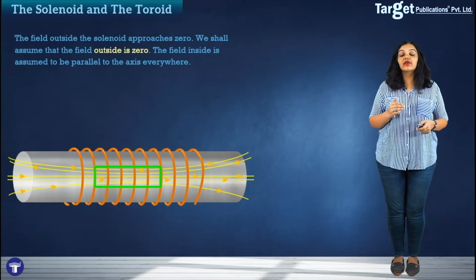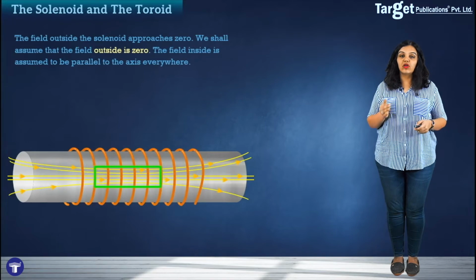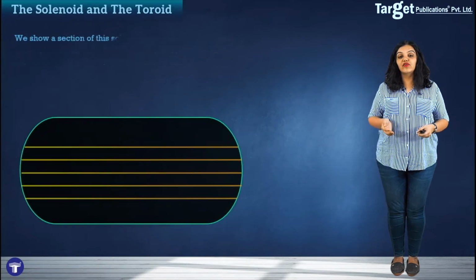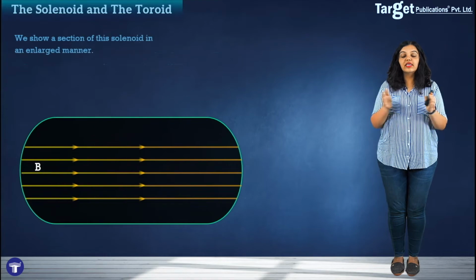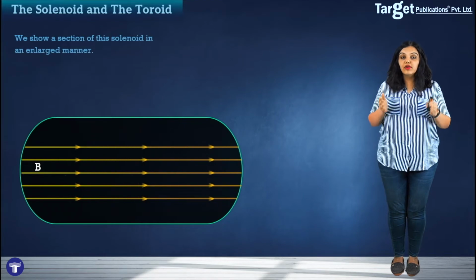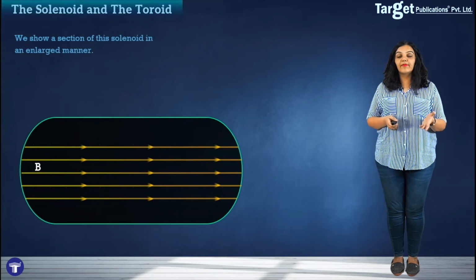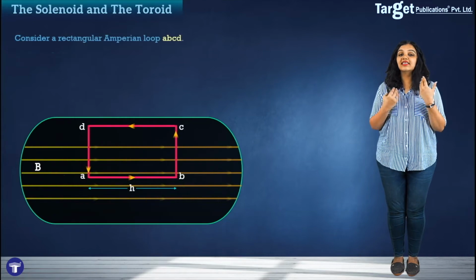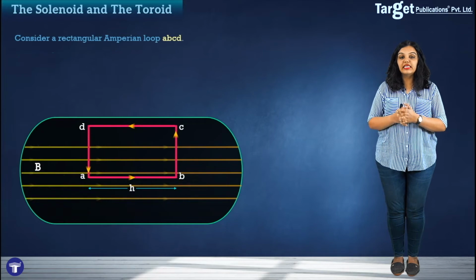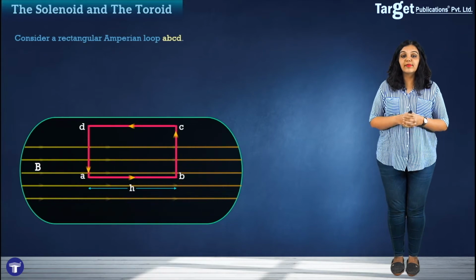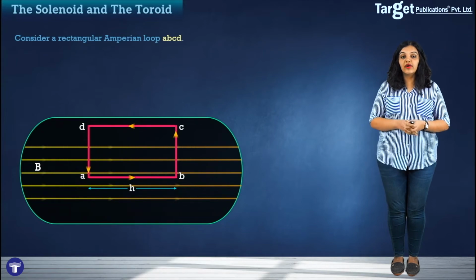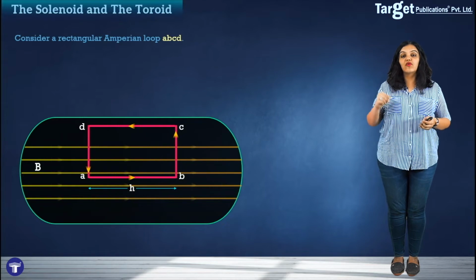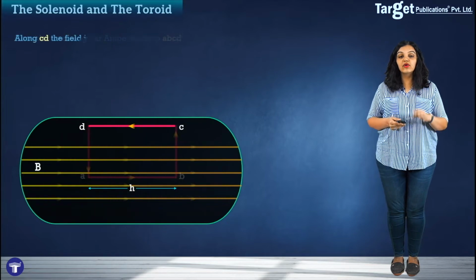So now let's start to find the magnetic field due to a solenoid, but to do that we have to first amplify this section, and we have to take an Amperian loop. That's the procedure to apply Ampere's circuital law. You have to take an Amperian loop. So here you can see we are taking a rectangular Amperian loop ABCD, and we are going to analyze the magnetic field due to this solenoid on the sides of this rectangle ABCD. So let's take a look at what is happening.